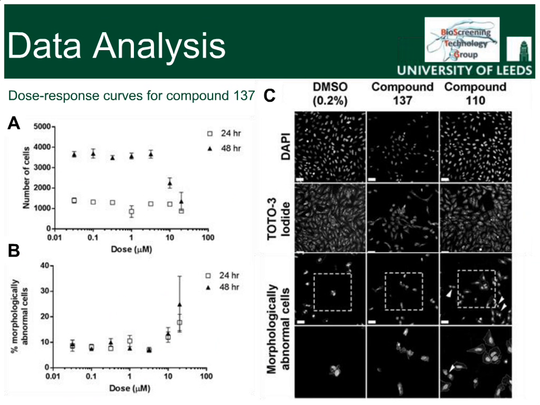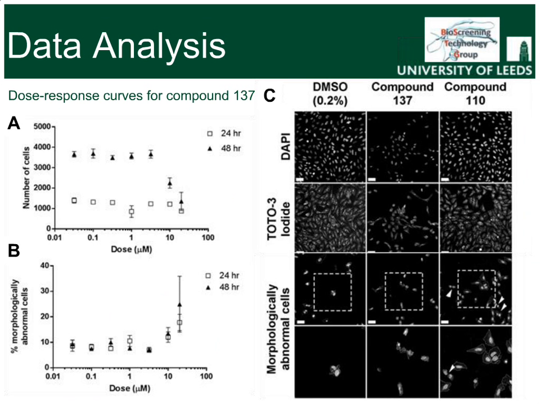As a follow-up to the hit identification, dose-response curves were generated for hit compounds, and examples for compound 137 are shown here. Figure A shows the changes in cell number that primarily occur after 48 hours exposure, except at the top dose of 20 micromolar at 24 hours, whilst Figure B shows alterations to the percentage of abnormal cells that increase with dose for both time points.